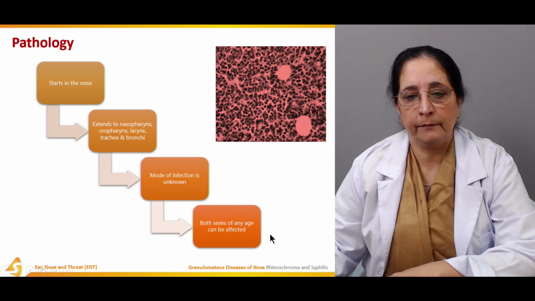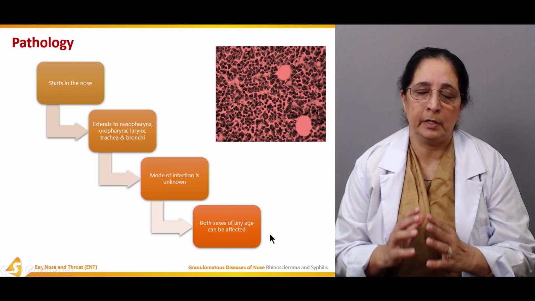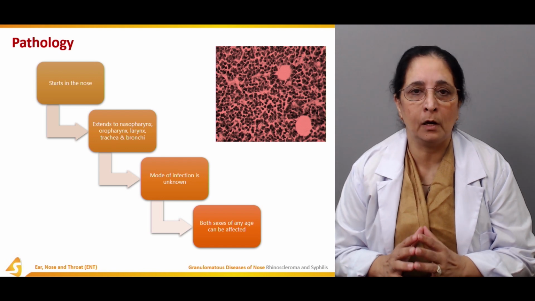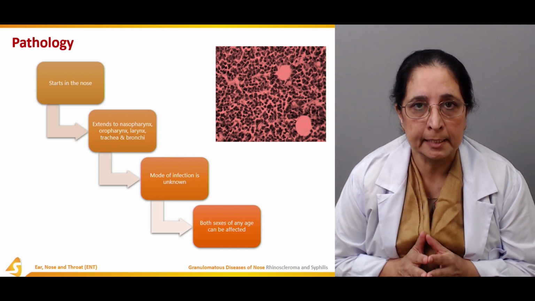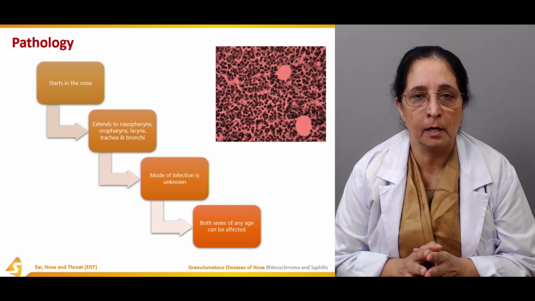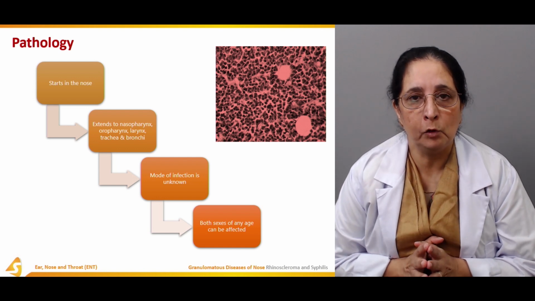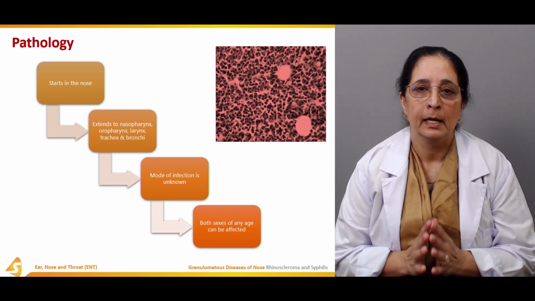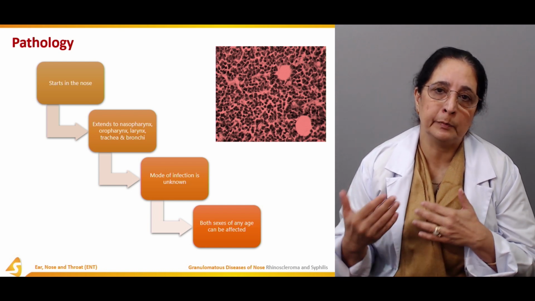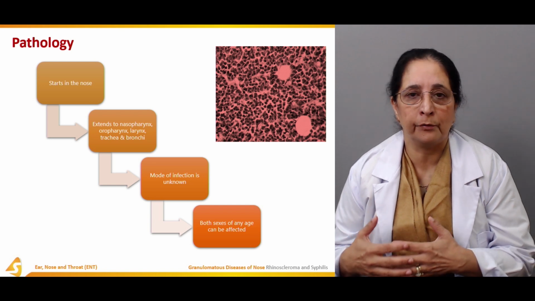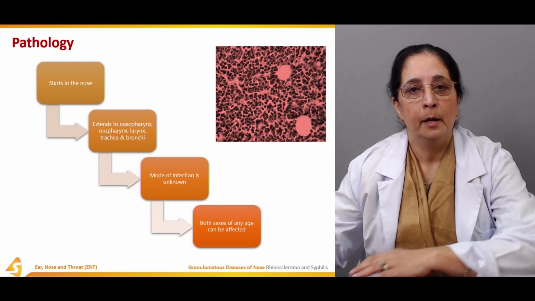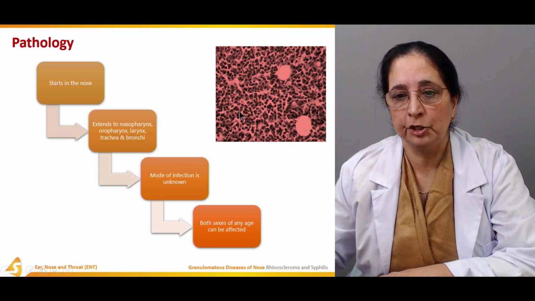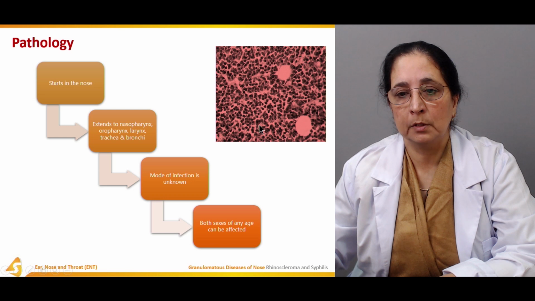Both sexes of any age can be affected. So it affects both male and female equally, and all age groups are affected by rhinoscleroma. It is a chronic granulomatous disease, badly affects the patient, begins in the nose, then spreads to nasopharynx, oropharynx, trachea, and bronchi. This is the histological picture of the rhinoscleroma.